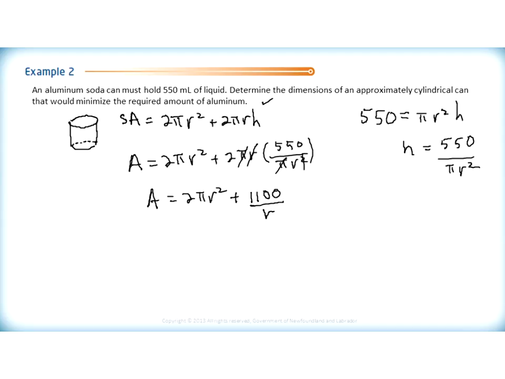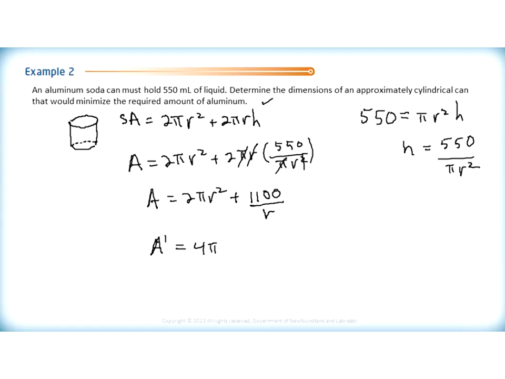And how small can we make r? Well, 0 wouldn't give us any volume at all. We'd have to make it an infinitely tall container. And we can make it, I guess, as big as we want until the height gets down to 0. But either way, the endpoints of this are going to be silly, so we're only really interested in our critical values. So let's differentiate.